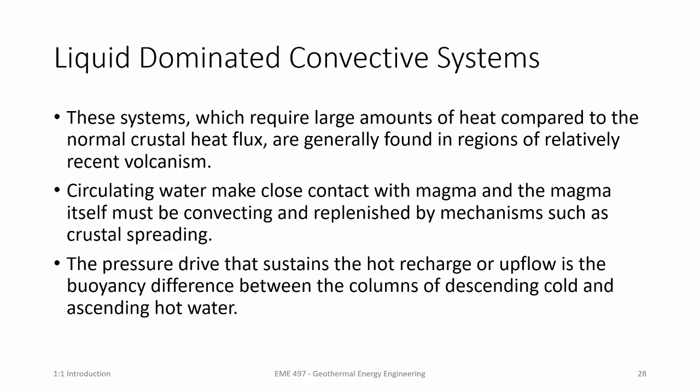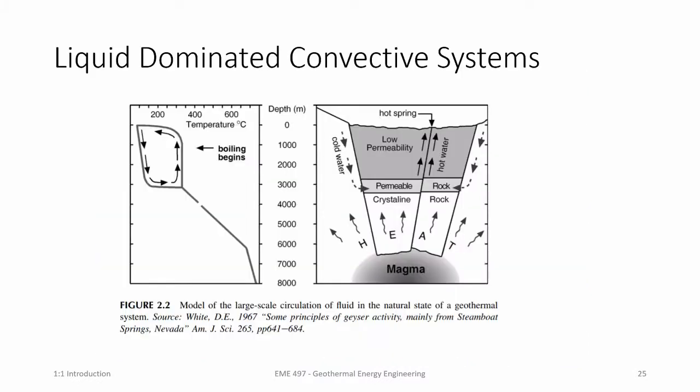Circulating water makes close contact with magma, and this heats up the water and causes it to rise. But the magma itself is also convecting, because if it's not circulating, it's not going to maintain its heat. So it's convecting as well, deeper in the Earth. The pressure drive that sustains this hot recharge of upflow and downflow is the buoyancy difference between the columns of descending cold and hot fluid. Like I mentioned here, hot fluid, the buoyancy forces it up, cools down, comes back down.